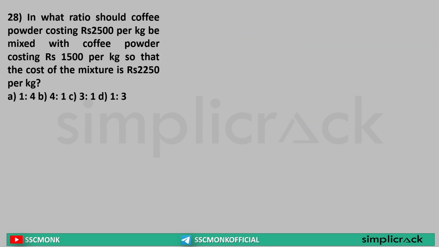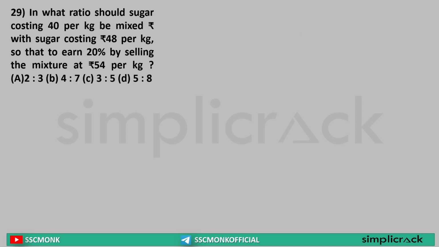Next, in what ratio should the coffee powder costing 2500 per kg be mixed with coffee powder costing 1500 per kg to get a cost of 2250? So 2500 mixed with 1500, resultant cost 2250: 250 and 750, zeros crossed out, 25 3s is 75. So the answer is 3:1.